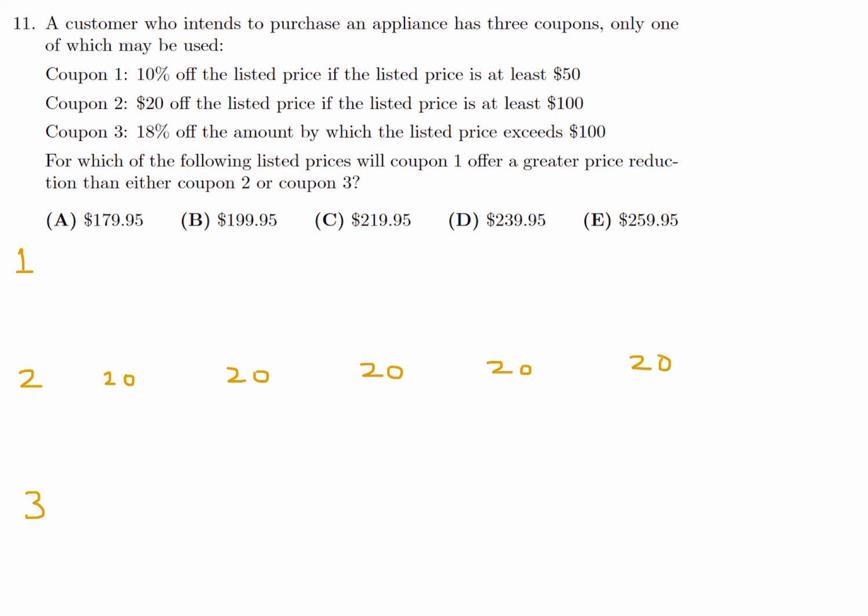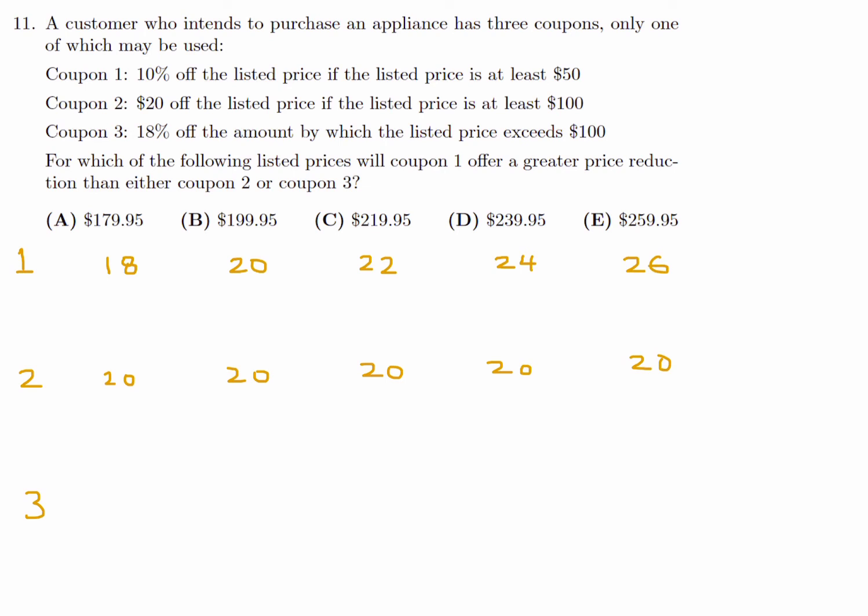Now let's look at coupon 1. Coupon 1 is 10% off. And all of these are greater than 50, so 10% off. Okay, so 10% off, let's just round it up. This is $180, so 10% off, that would mean a savings of $18. 10% of $200, $20. 10% of $220, $22. 10% of $240 is $24, and 10% of $260 is $26. So those are the discounts there.